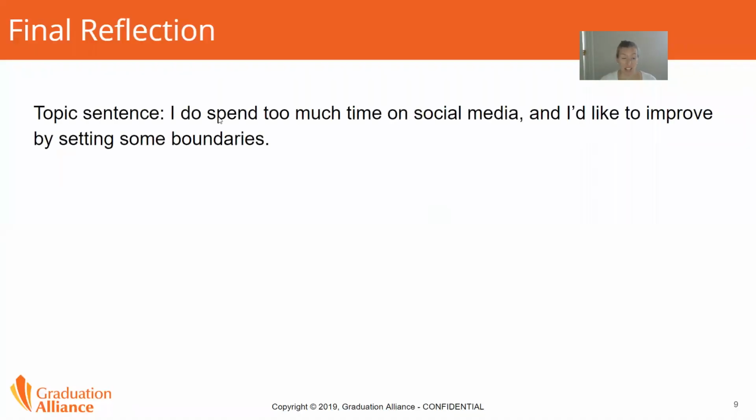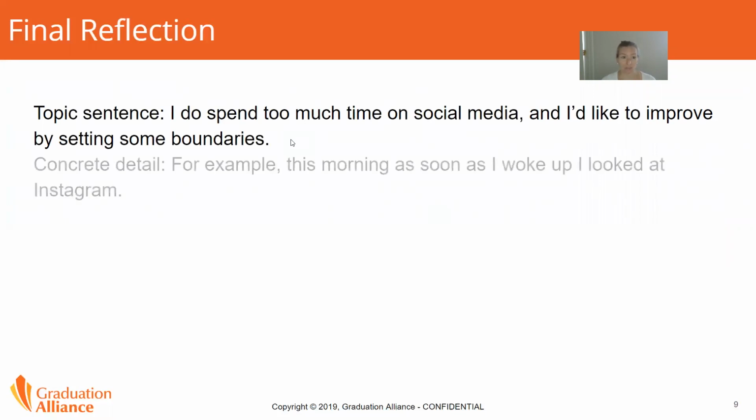So my topic sentence is, I do spend too much time on social media, and I'd like to improve by setting some boundaries. Concrete detail, for example, and this is an example taken from my life because it's asking me, do I spend too much time on social media? So you could say, this is just an example, but you could say, yeah, I woke up. This one says, I woke up and looked at Instagram. You could say, I scroll through Facebook when I'm supposed to be working or I'm supposed to be doing schoolwork. It could be anything, really. An example of when you're spending too much time on social media. Or if your answer was, I don't spend any time on social media, you could say, I don't even have an account. So no, I'm good.